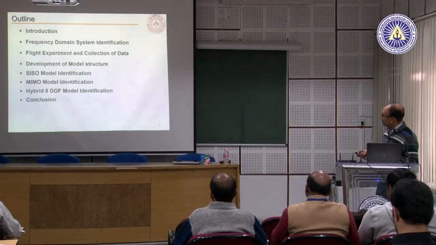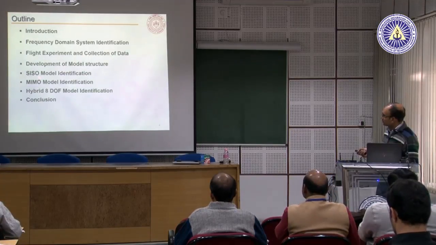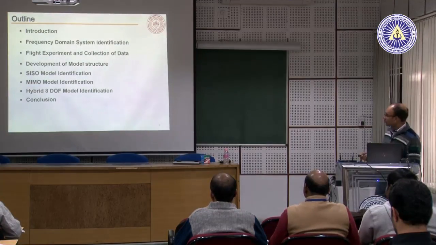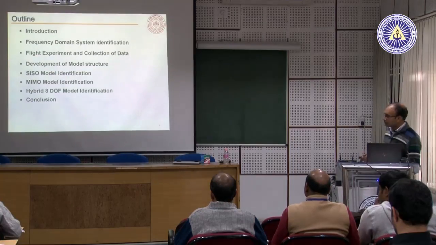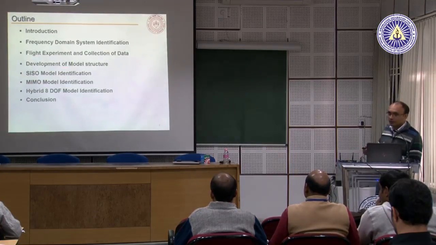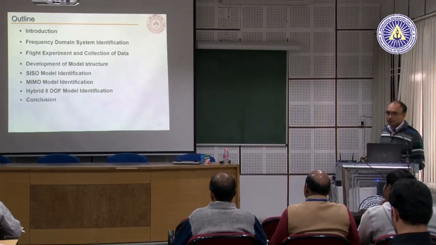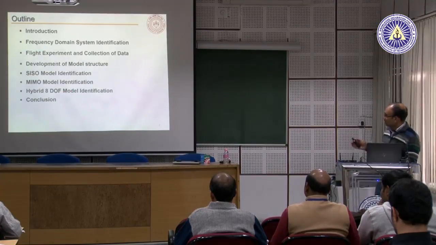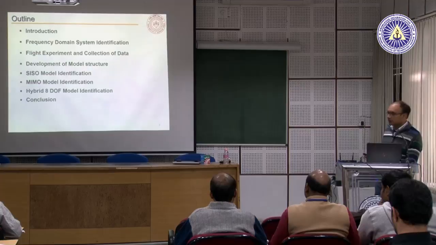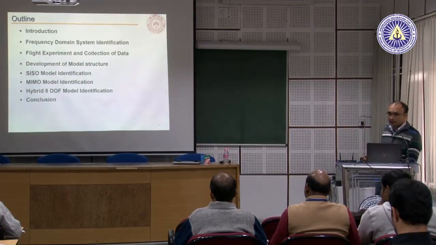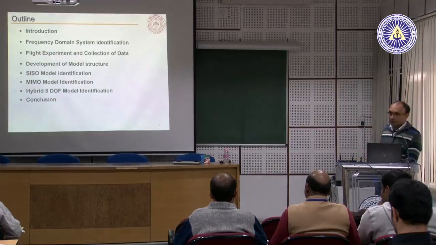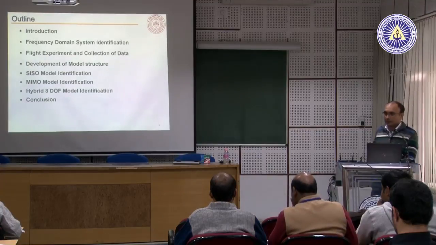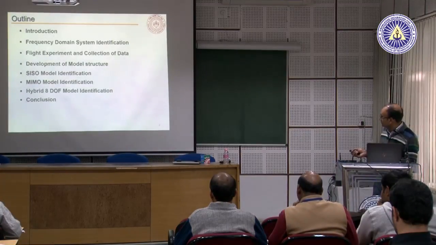Then development of model structure, I will talk about that. Initially, to check whether you are doing things correctly, it is nice to look at SISO models, single input single output model identification. It is simple and gives you reasonable accuracy, and it is also nice for simple cascaded loop based designs, simple control designs. And then MIMO model identification. We have so far carried out 2 types of identification. One is regular 6 degree of freedom model identification, and then a hybrid 8 degree of freedom model, where we also include the blade flapping angles beta naught, beta 1c and beta 1s. Okay. So, I will talk about all these things.